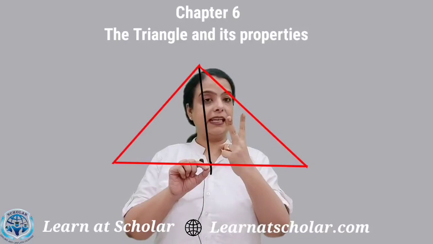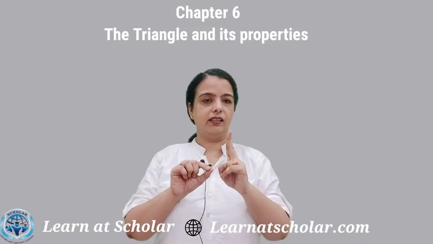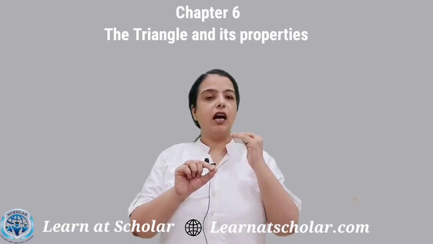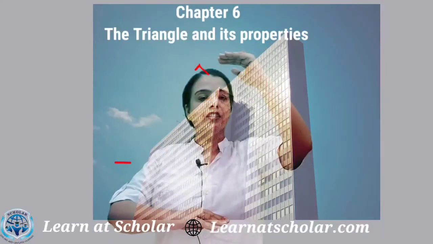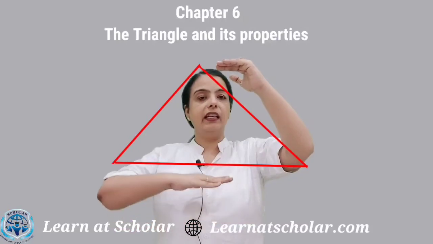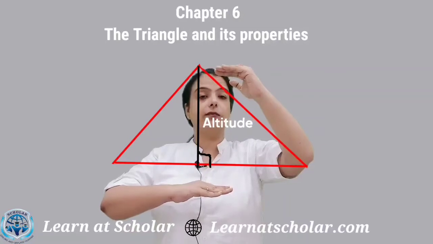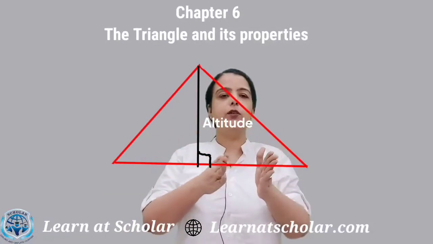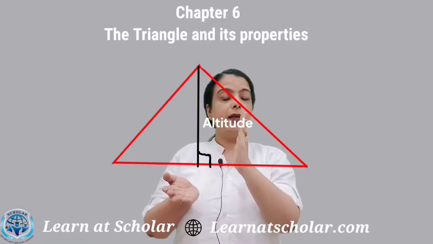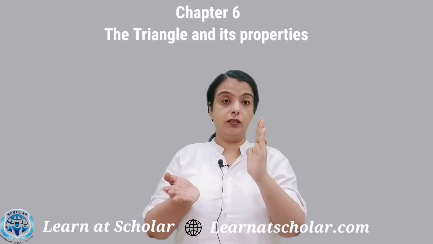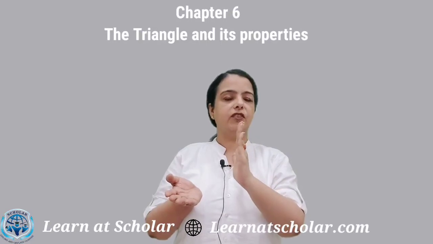Now talking about the second term, altitude. Altitude is basically the height of the triangle. Like we measure the height of a building taking the top and the base, in the same manner we take the top of the triangle and the base to measure the height of the triangle, which is called the altitude. The basic difference between median and altitude is that altitude is perpendicular to the opposite side, while median may or may not be perpendicular. If the median is perpendicular, then the altitudes and medians are same in a triangle.